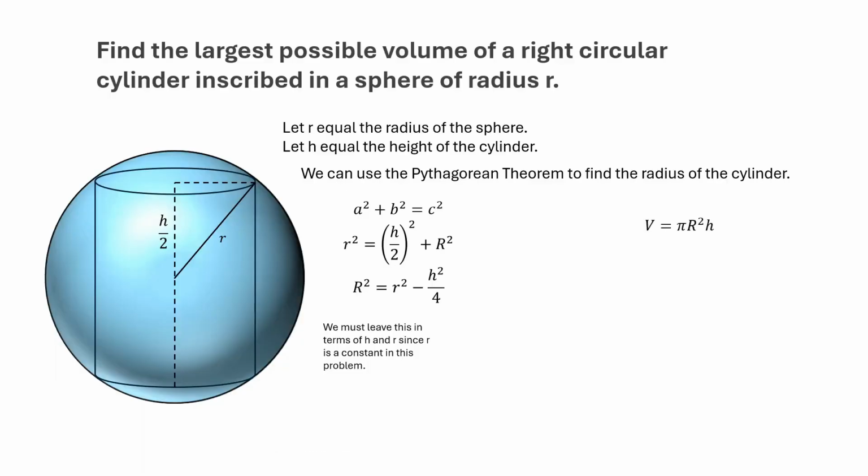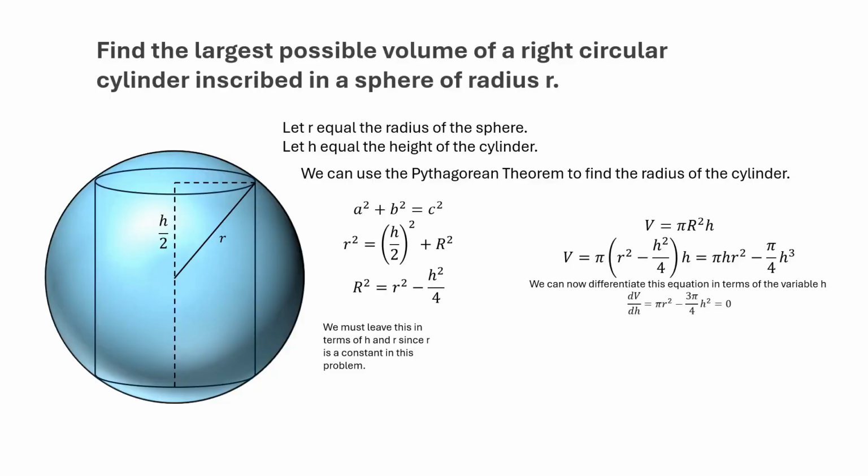The formula for the volume of a cylinder is pi r squared h. We can now directly substitute the value that we got for r squared, or the radius of the cylinder. This is why we did not have to apply the square root, since it is not needed. Now that we have our expression for volume in terms of one variable, which is h, we can then differentiate the expression.